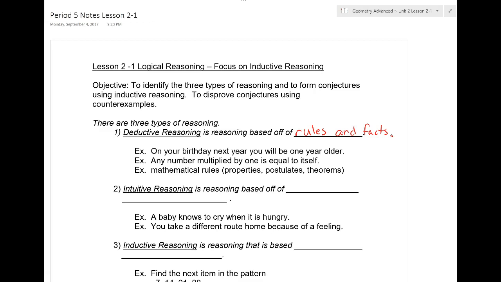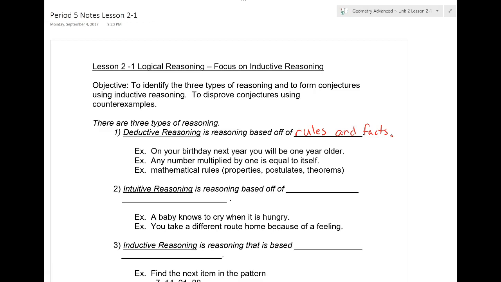Logical things that are also rule-driven. Like in 365 days from your birthday, you turn 1 year older. That doesn't change. People my age might deny that, but it doesn't change, right? You get a year older. Any number multiplied by 1 is equal to itself. 5 times 1 is 5. That's a rule you learned. That's called the identity property of multiplication.